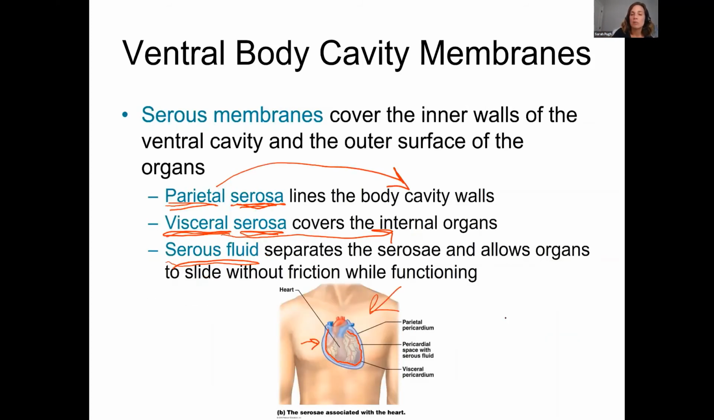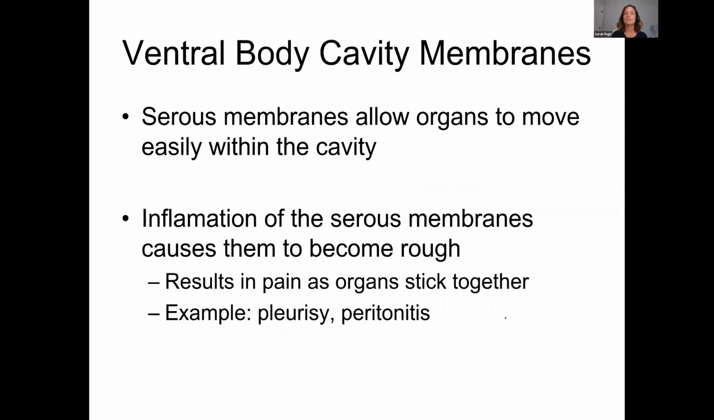If these serous membranes, for example, around the heart got swollen, that space in between those two membranes where you normally have fluid is basically gone. And the membranes stick to each other every time the organ moves. That generates friction, it generates heat, and it generates a lot of pain. And so inflammation of your serous membranes causes them to stick together, and it causes a lot of pain.